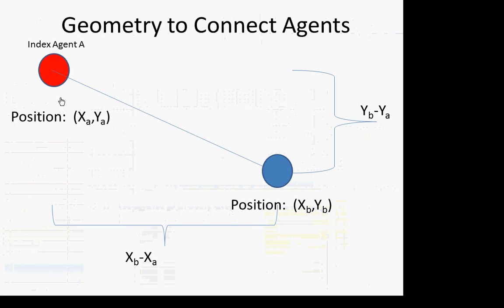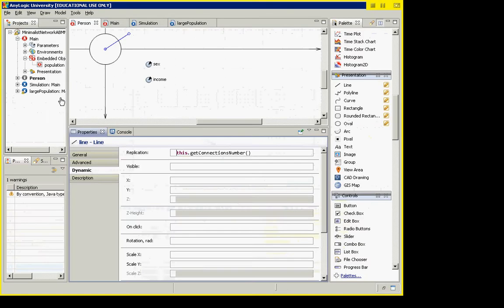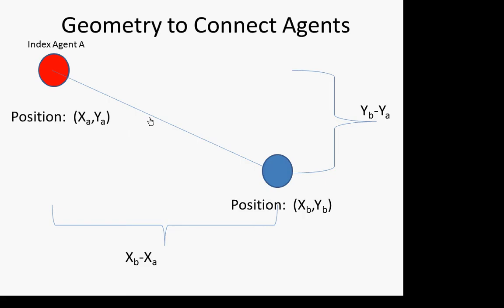I need to make the line go over to the right by the difference in the two coordinates. So if the other agent is at coordinate x sub b and I'm at x sub a, it has to go over to the right by x sub b minus x sub a. And similarly, if I'm at y sub a and it's at y sub b, it has to go down by y sub b minus y sub a. Okay.